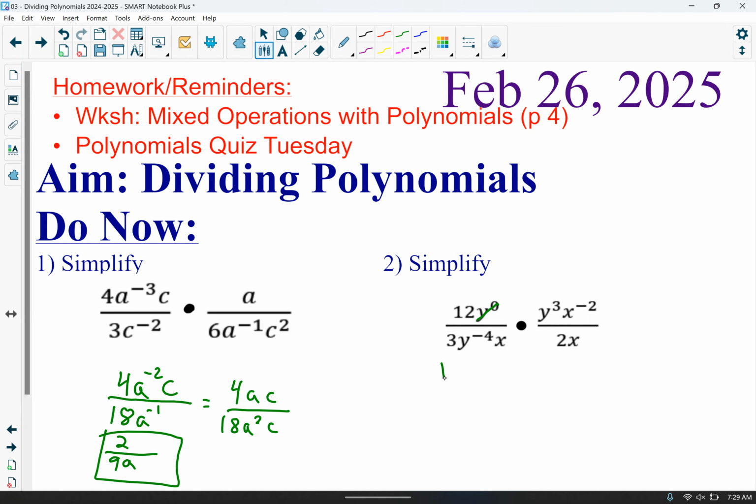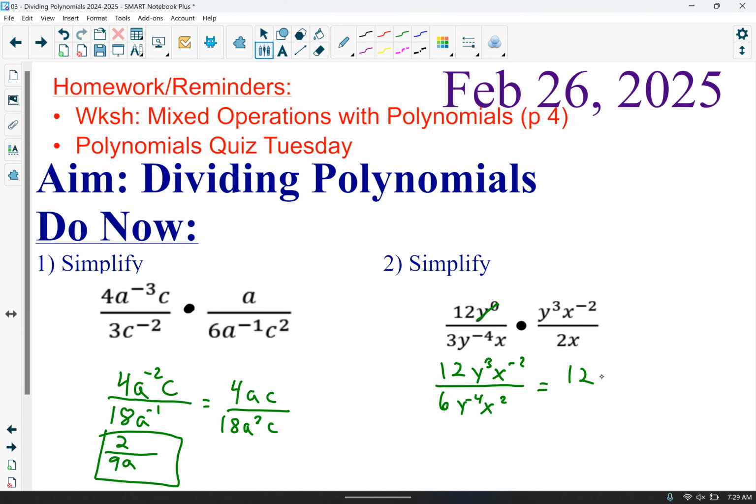And then that should give us 12 y cubed x to the negative second over the numerator. For the numerator, 3 times 2 is 6, and then we're going to have y to the negative fourth x squared. Again, I like to get those negative exponents in order, so we've got 12 y cubed, and now we're going to bring the y to the negative fourth up.